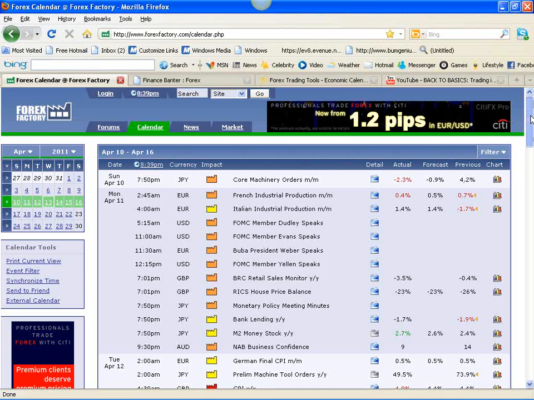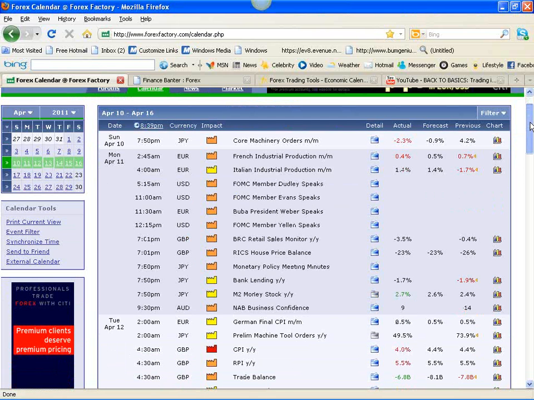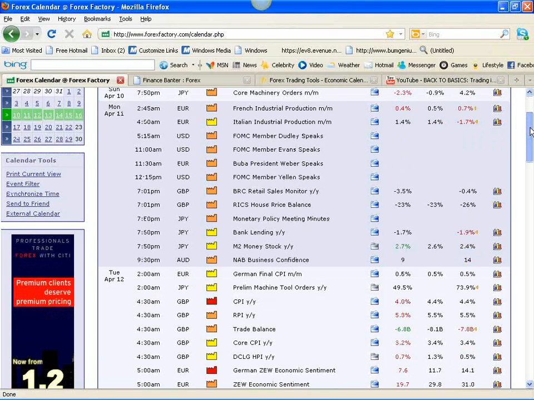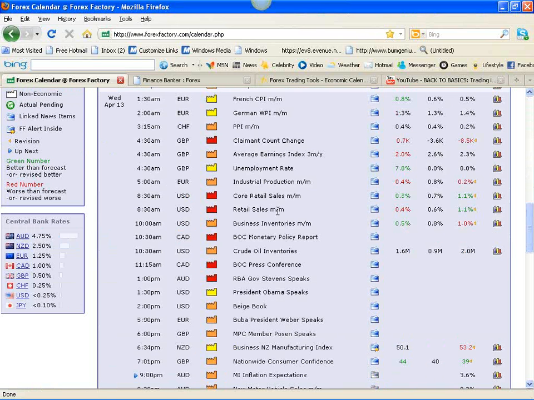And again, this is just telling us what's going on around the world as far as economic data being released in various zones: Eurozone, Great Britain, Japan, Australia, New Zealand, Canada, United States. So today we had some data. The United States, we had retail sales. So basically it came in a little bit under expectations for the most part, but still for the most part positive, which is good. People are spending.